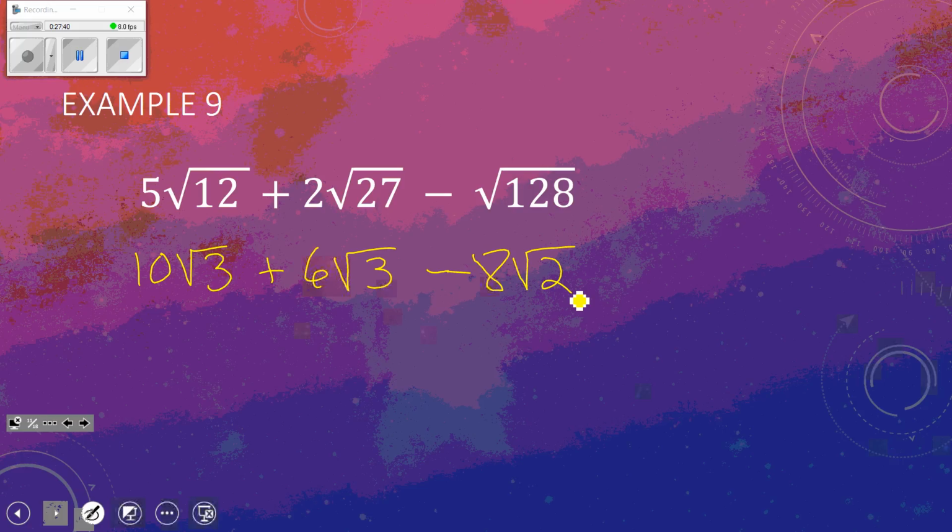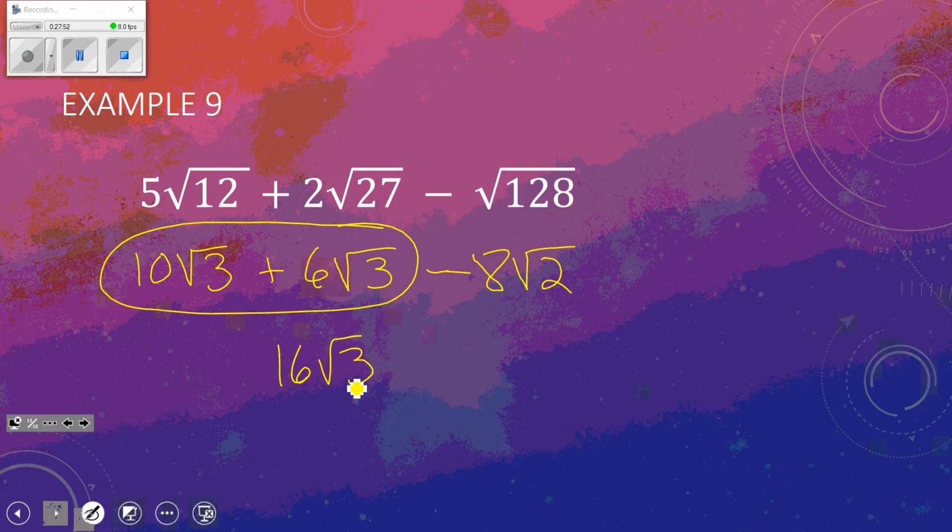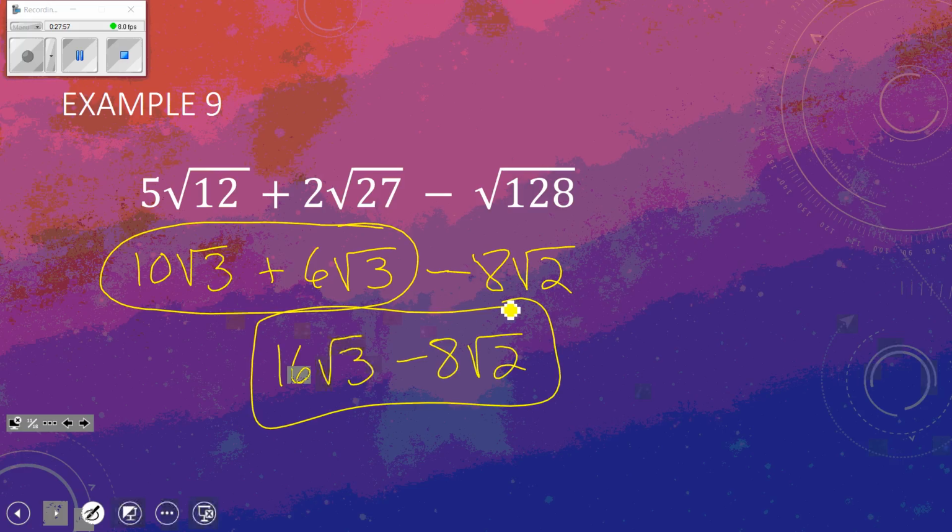You can only add the ones together that match. So which ones match? You can combine these and make what? 16 times the square root of 3. What do you do with this? Just bring it down, and there's your answer. You just have to leave it as is. So the answer is 16 times the square root of 3 minus 8 times the square root of 2. Now, if it did match, you could go ahead and keep going and get your final answer. But if they don't match, you just have to leave them. Any questions on adding and subtracting?